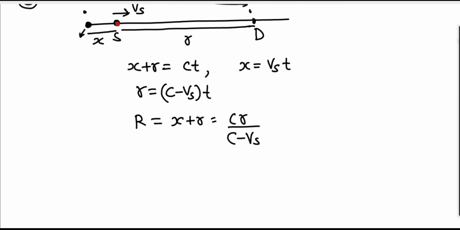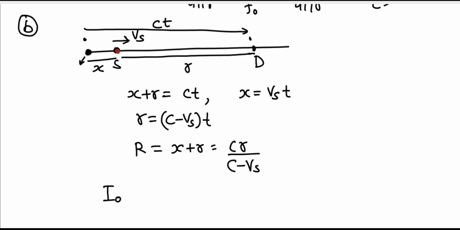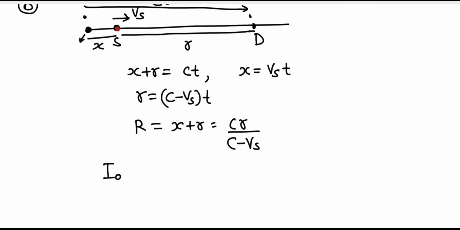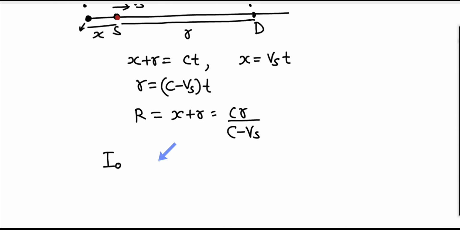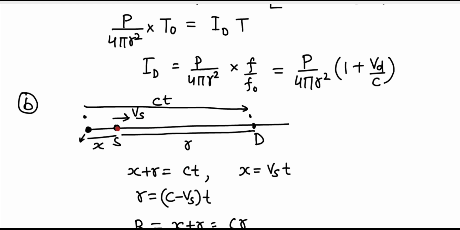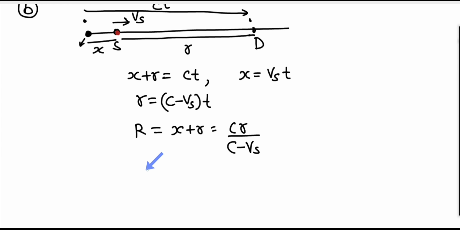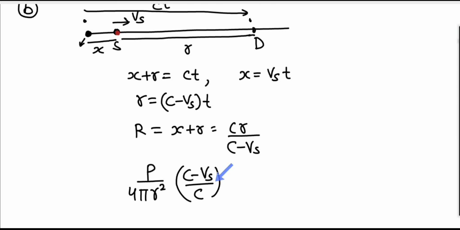So the actual intensity, even if the detector is not moving at all, with detector and source both not moving, would in this case be equal to p by 4 pi of capital R square. That comes out to be p by 4 pi small r square, (c minus vs by c) whole square, right?